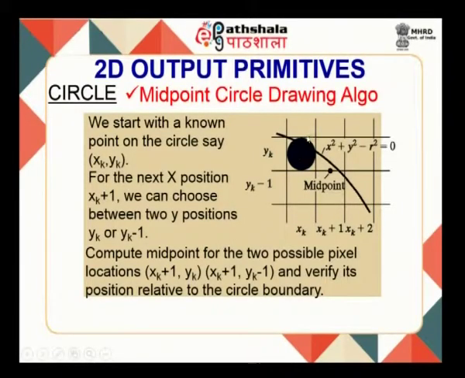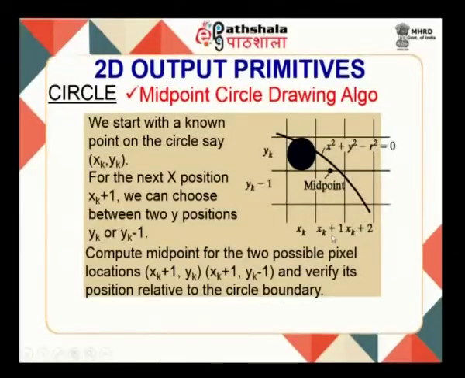So, what is the midpoint procedure? Let us understand the principle of midpoint circle drawing procedure. We start with a known, plotted point, let us say xk and yk. To compute the next unknown point, because the circle is assumed to be sampled along the x axis, the next x value is 1 higher than the previous x value. So, the x coordinate is xk plus 1, but the y coordinate we have to choose.